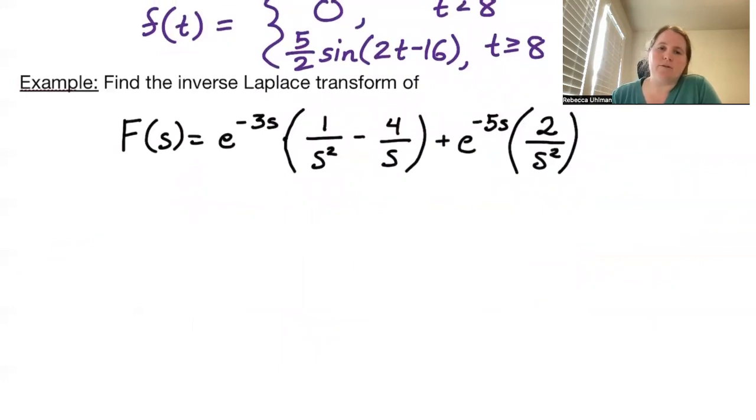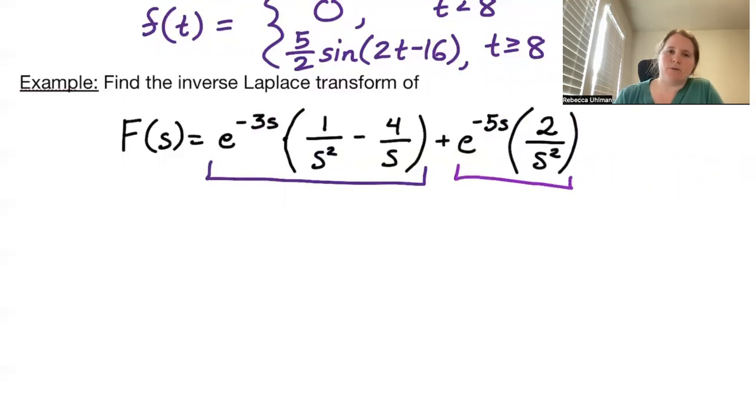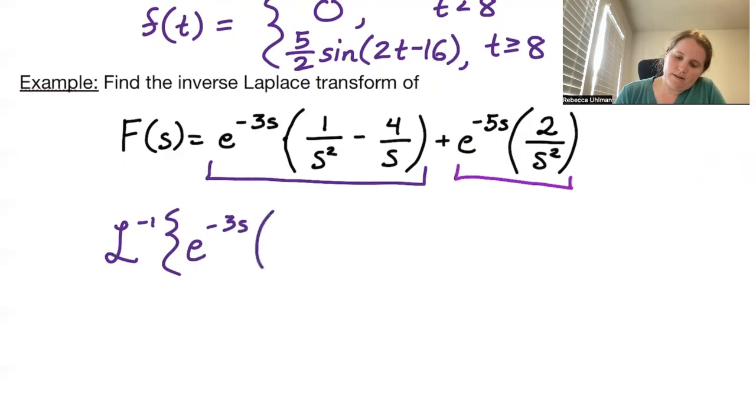Capital F of s is e to the negative 3s times, in parentheses, 1 over s squared minus 4s, end parentheses, and then plus e to the negative 5s times 2 over s squared. So if we want to take this inverse Laplace transform, we have 2 different exponentials. We're going to work with 2 different pieces. So we'll work with this e to the negative 3s times 1 over s squared minus 4s, and then we'll work separately with e to the negative 5s times 2 over s squared. So let's first take the inverse Laplace transform of e to the negative 3s times 1 over s squared minus 4 over s.